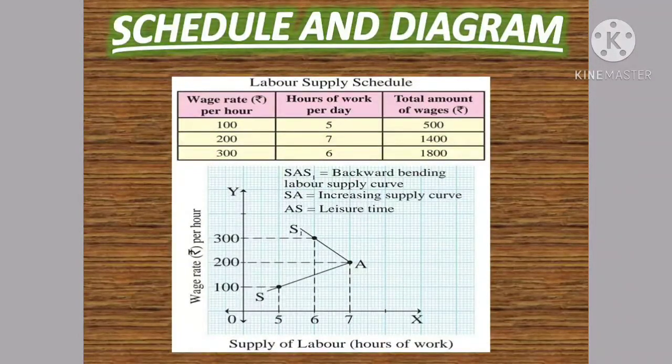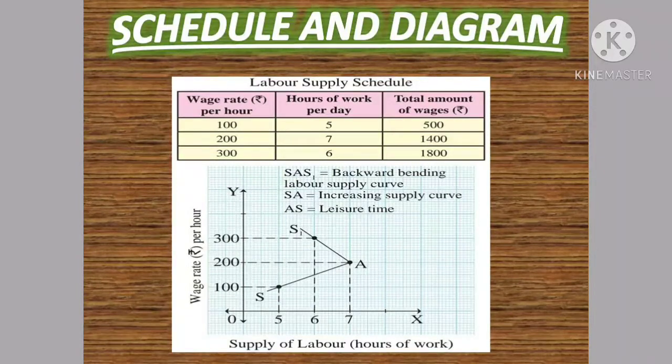When wage rate rises from rupees 100 to 200, hours of work will also rise from 5 hours to 7 hours, and total amount of wages would also rise from rupees 500 to rupees 1400. At this point, laborer enjoys the highest amount, that is rupees 1400, and works for 7 hours.